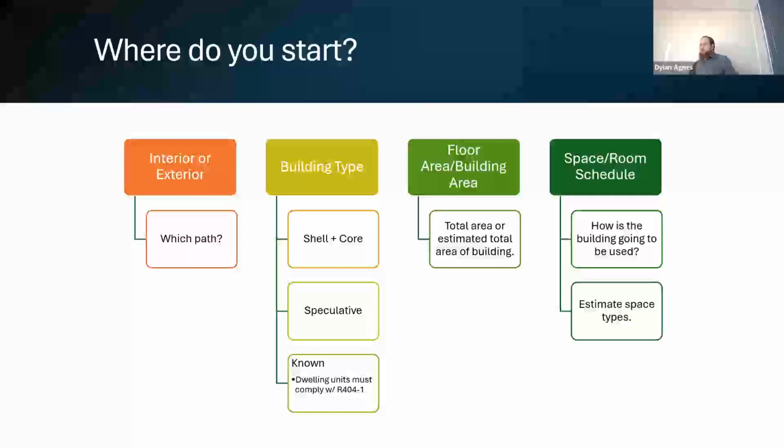Next, you need to determine your building type. Is it a shell or core? Is it speculative? As in, hey, we don't really know what it is yet. It's going to be built as a suite for tenant lease out. Or is it known? And note that if it's a dwelling unit, aka multifamily, you're going to have to comply with R404-1.